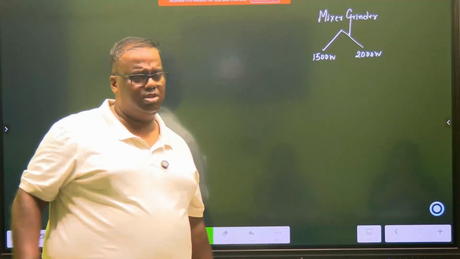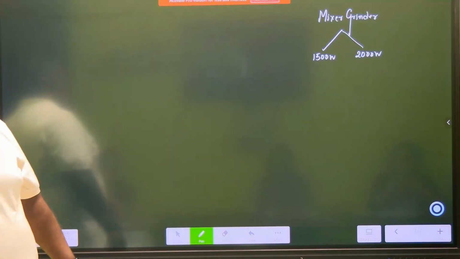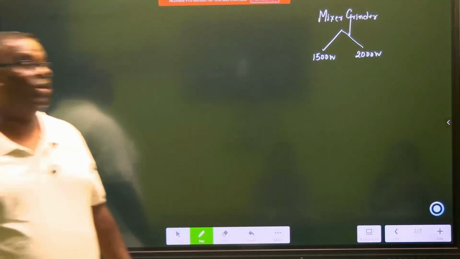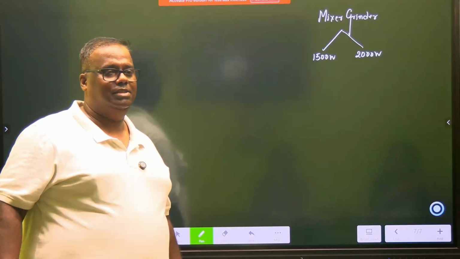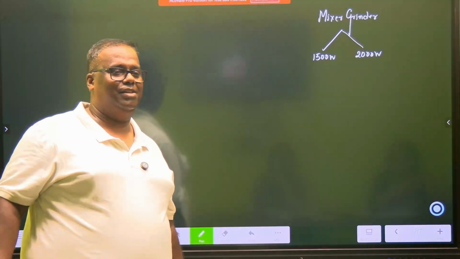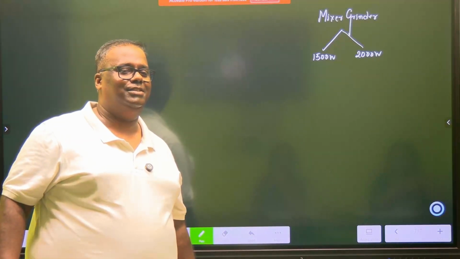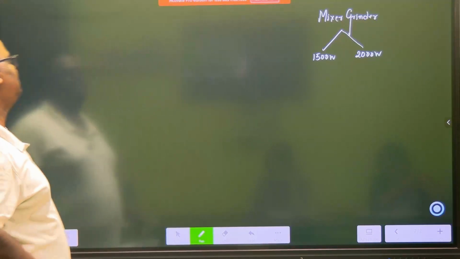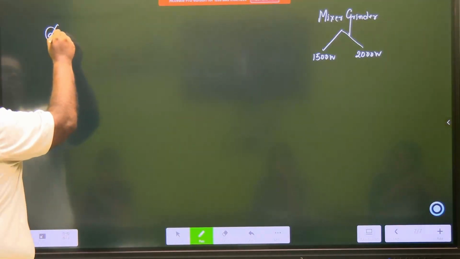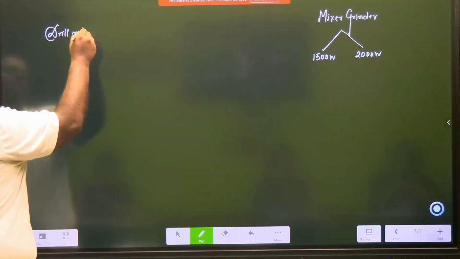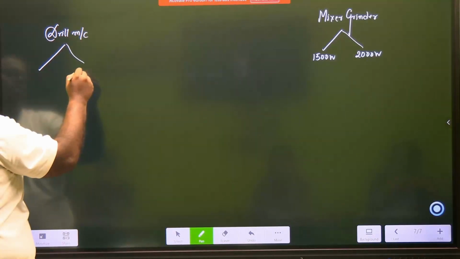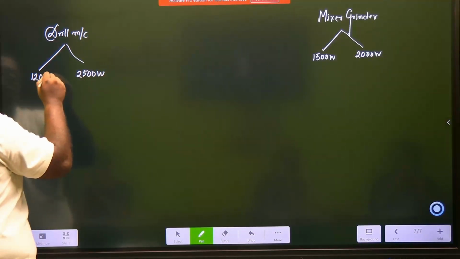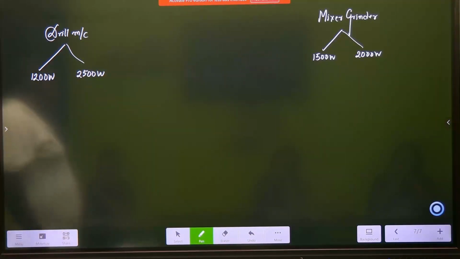In layman's language, when should you select what? Which one will you buy? Otherwise, what is the point in learning? Or let's take an example of a drill machine. I have a drill machine which is 2500 watts. I have a drill machine which is 1200 watts. What does it mean?